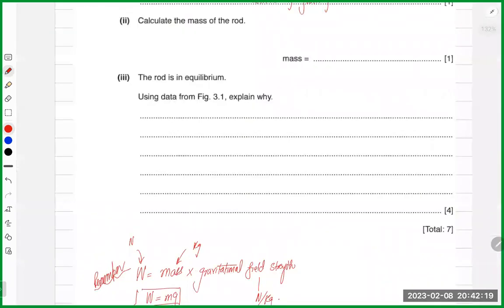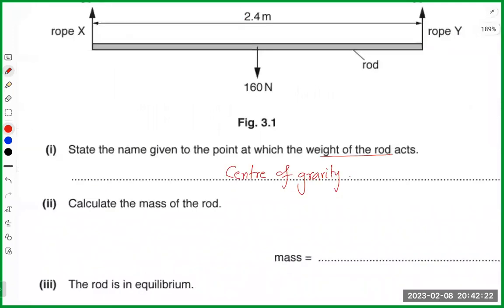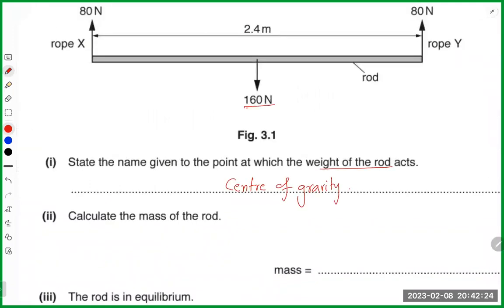Calculate the mass of the rod. What is the weight of the rod? 160 Newton. If weight equals mg, what will m equal? W by g. The value of g near the surface of earth is 10. So 160 divided by 10, 16 kilogram.